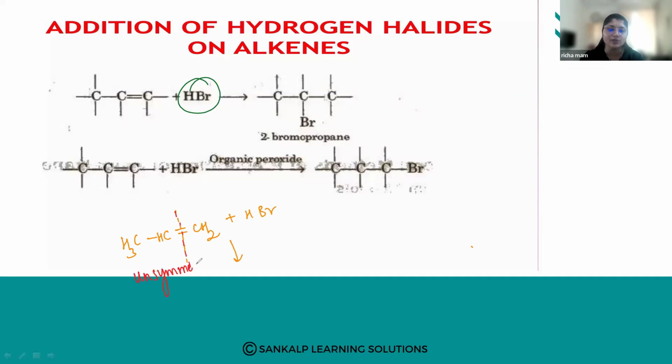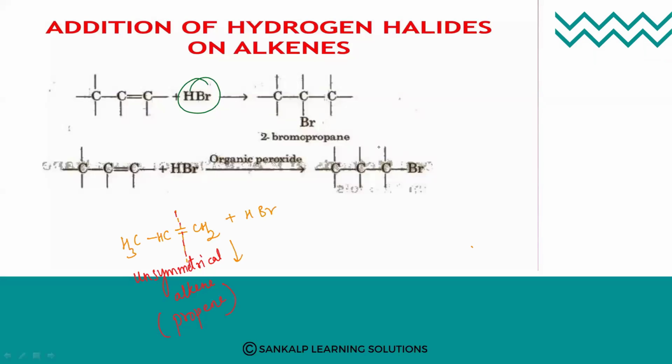Now add to that unsymmetrical alkene. Which is the alkene? Can you give the name of this alkene? It is propene. Good. Now this is propene. How will the addition be possible? How will you add this hydrogen halide across this unsymmetrical alkene, students?